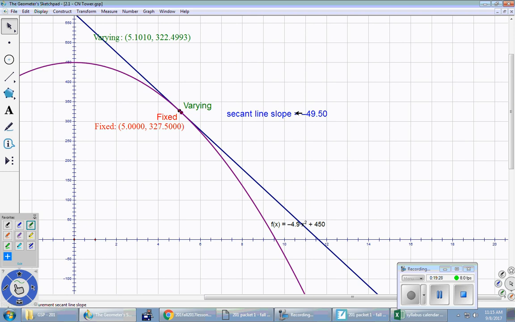Well, let's think about it. Slope is change in y over change in x, right? The y's in this case are the heights. The x's in this case are the times. When we did average velocity, we did change in distance over change in time. Wasn't that just change in y over change in x in this scenario?